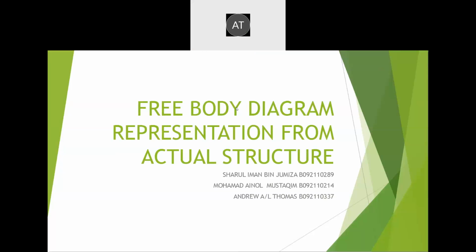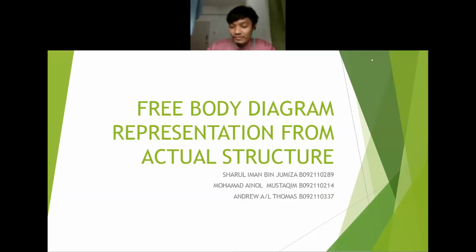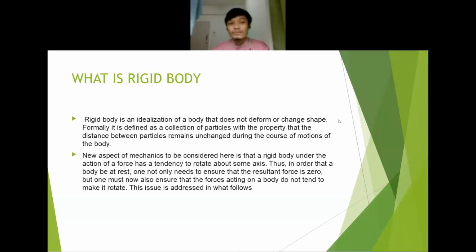B0921103337. Today we are going to represent a free body diagram from an actual structure. First, what is a rigid body? A rigid body is the idealization of a body that does not deform or change shape. Formally, it is defined as a collection of particles with the property that the distance between the particles remains unchanged during the course of motion of the body.